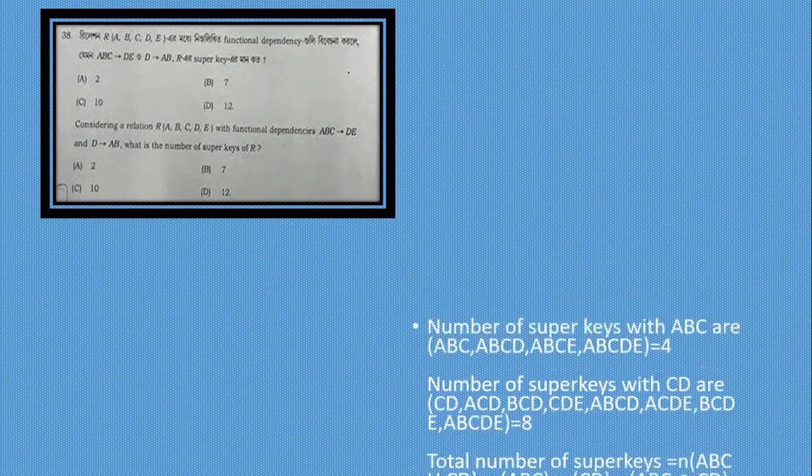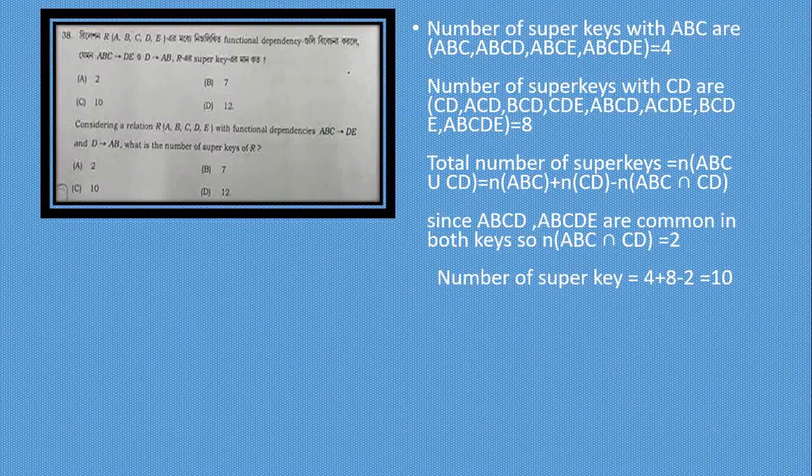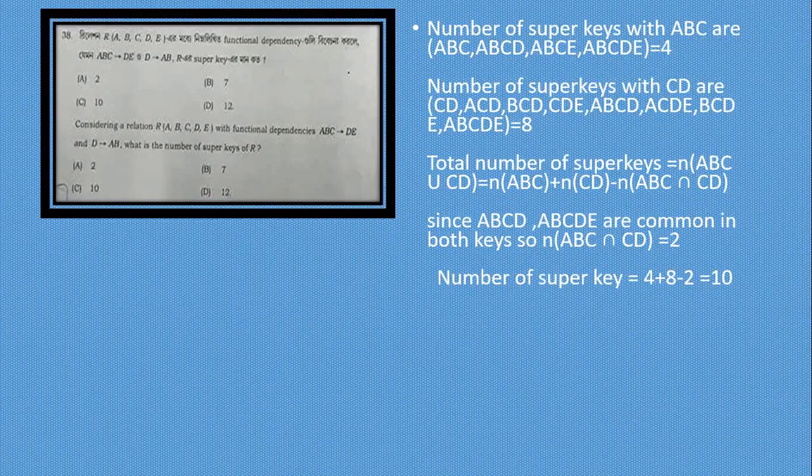Considering a relation R with attributes A, B, C, D, E with functional dependencies A, B, C arrow D and D arrow AB, what is the number of super keys of R? Here total super keys equals 10. So option C is the right answer.